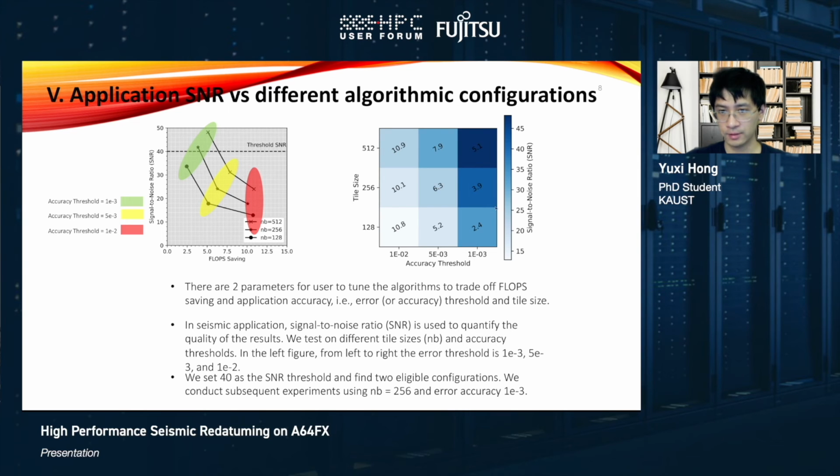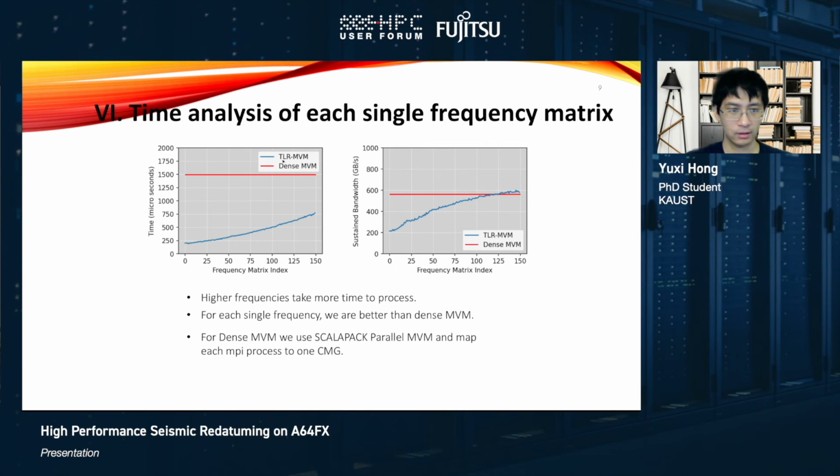On the left, it is a flop saving heat map. And let's check the time analysis of each single frequency matrix. The red one is the dense NVM, and the blue one is the TR NVM. On the right, it is the bandwidth. And we see that higher frequency takes more time to process. For each single frequency, we are better than the dense NVM.